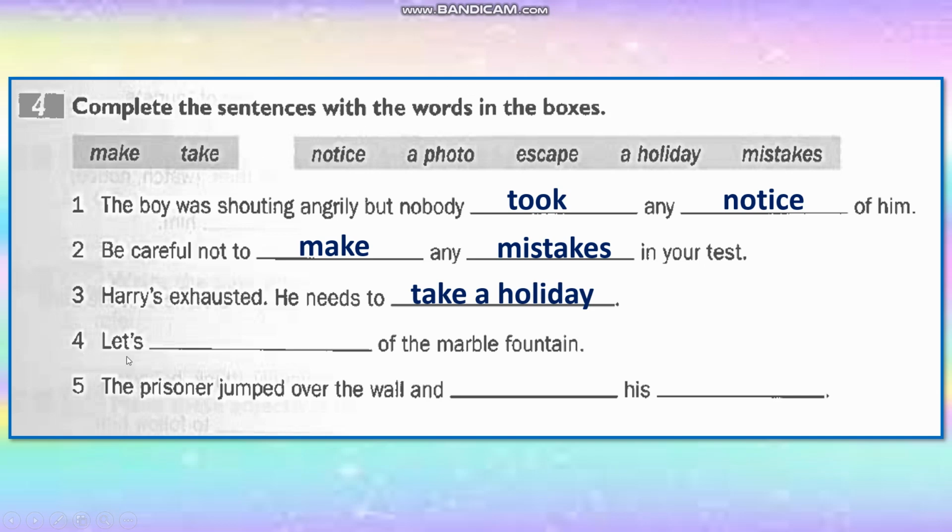Number 4. Let's of the marble fountain. Here I have the words photo and escape. Of course we will take a photo of the marble fountain, and therefore let's take a photo of the marble fountain. And number 5. The prisoner jumped over the wall and, I have escape left, meaning he ran away, and therefore he made his escape. Of course I changed make to verb 2 because the sentence was in the past.